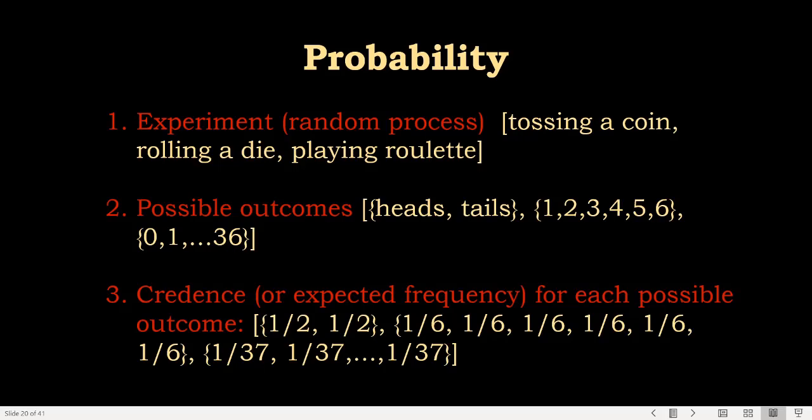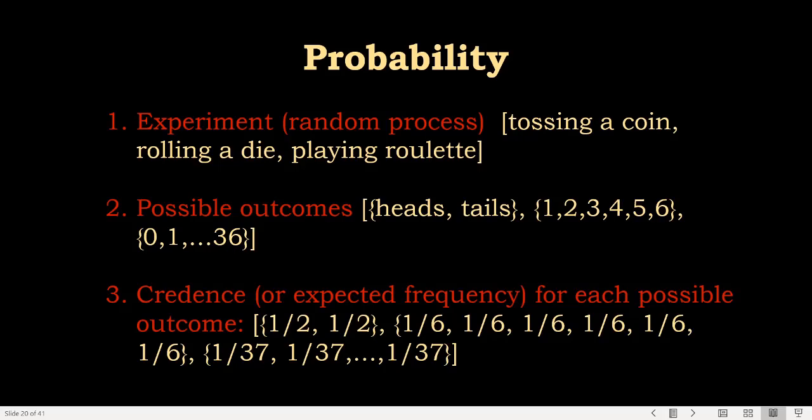The second element is the possible outcomes of the experiment. In the case of tossing a coin, the possible outcomes are heads and tails. In the case of rolling a die, the possible outcomes are 1, 2, 3, 4, 5, and 6. And in the case of playing the roulette, the possible outcomes are values between 0 and 36.